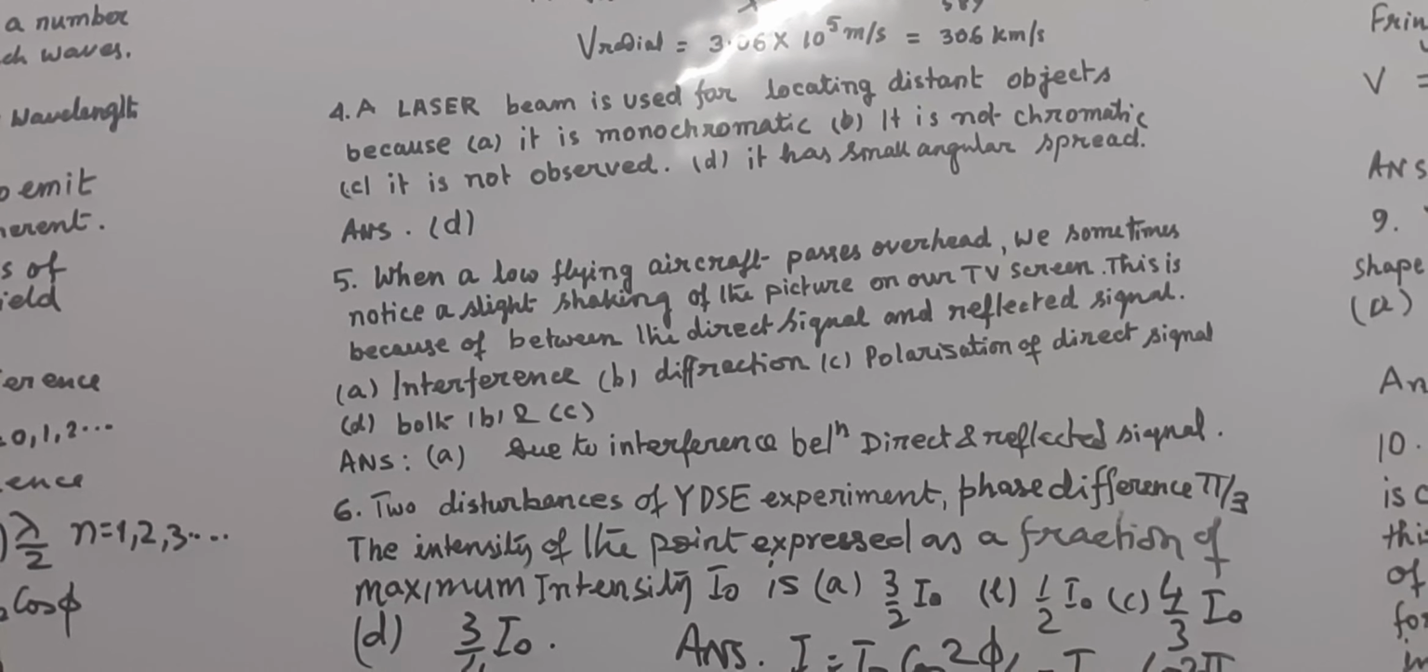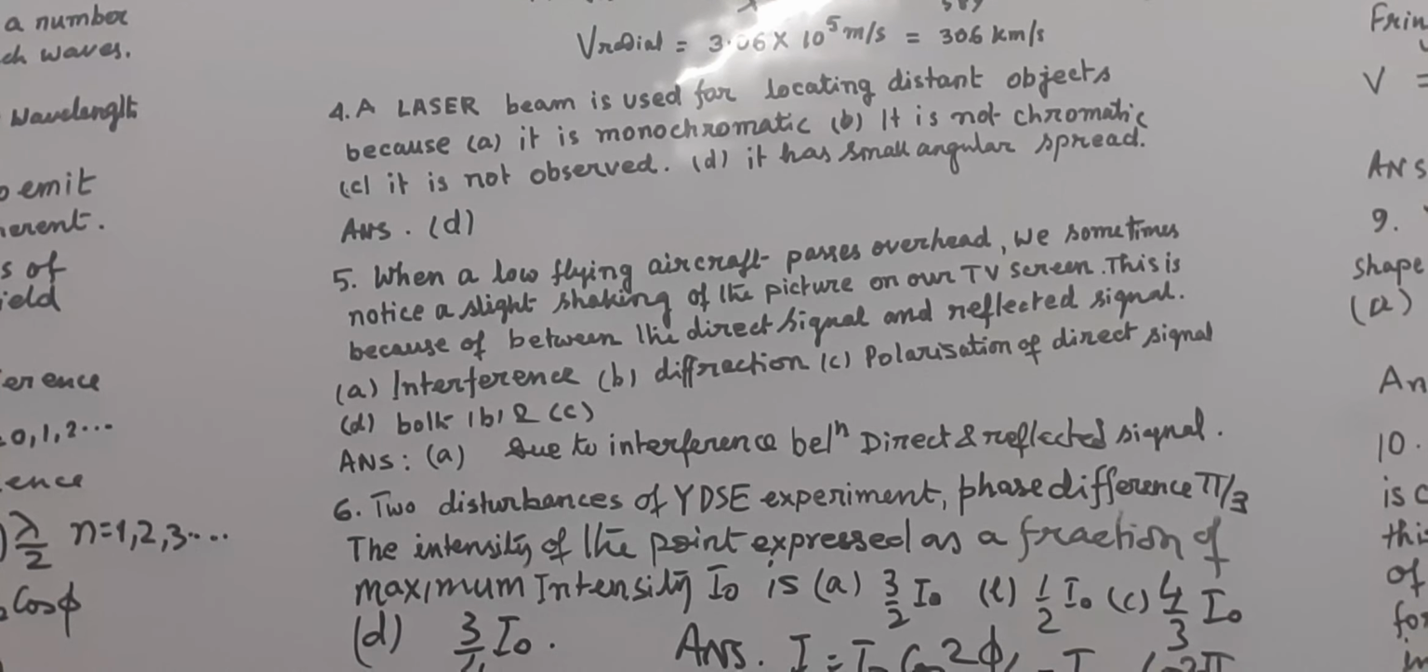Next, question number 5. When a low flying aircraft passes over it, we sometimes notice a slight shaking of the picture on our TV screen. This is because of something between the direct signal and the reflected signal. There are 4 choices. This is due to interference between direct and reflected signals. So, choice A will be the correct answer.